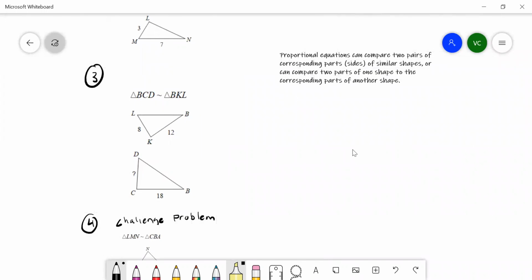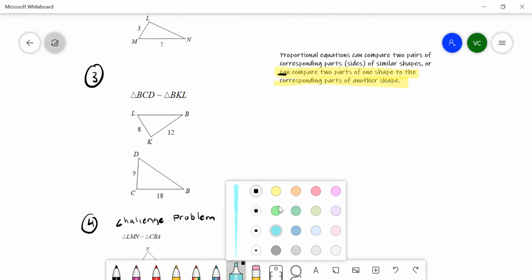Now let's do a second example. Problem number 3. So proportional equations can compare two pairs of corresponding parts of similar shapes, or can compare two parts of one shape to the corresponding parts of another shape. So what does that mean?